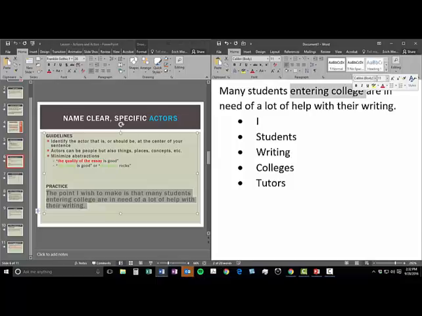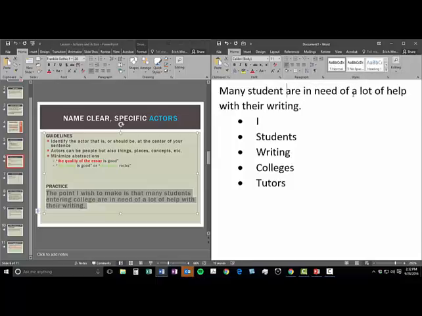And I actually like this actor in the subject slot, students entering college. Now you could also say many freshmen, although some people would say that's sexist, right? So we might go with first year students instead. Let's just go with that. But then, so that's fine, right? Many first year students are in need of a lot of help with their writing. It's fine. It makes sense. It's correct grammatically.